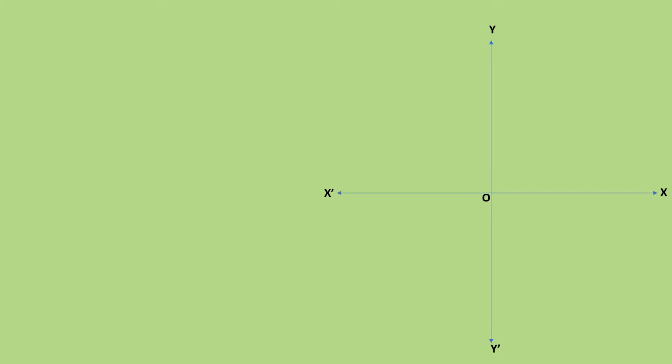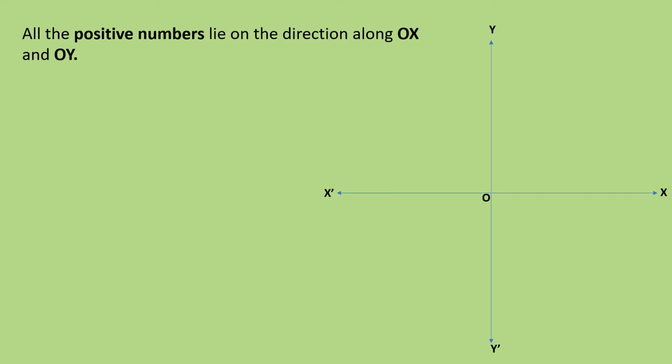Now all the positive numbers lie in the direction along OX and OY. Now you will see X dash is the x-axis and Y dash is the y-axis. This x-axis is divided into two parts. One part is towards the right of the origin, OX, and one part is towards the left of the origin, that is OX dash. So along OX all the positive numbers lie, that means 1, 2, 3, 4, 5.